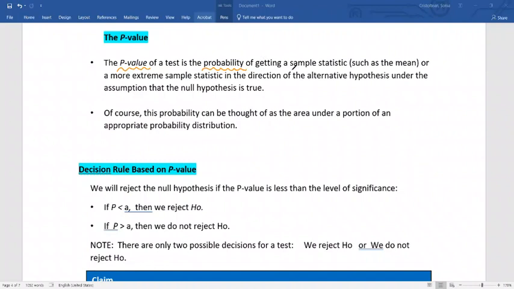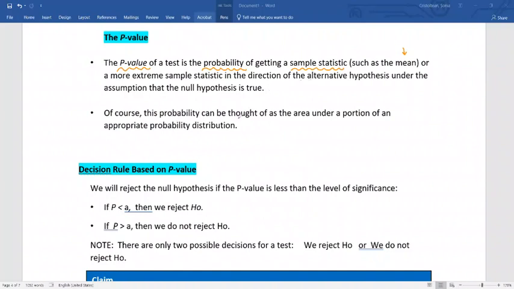So it is the probability of getting the sample statistic, and sometimes we use the mean, sometimes we will use the proportion, and sometimes we'll use some other statistic. But we are looking at the probability of getting that value or even a more extreme value in the direction of the alternative hypothesis under the assumption that the null hypothesis is true.